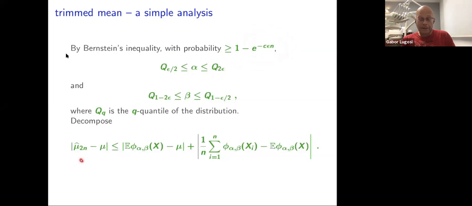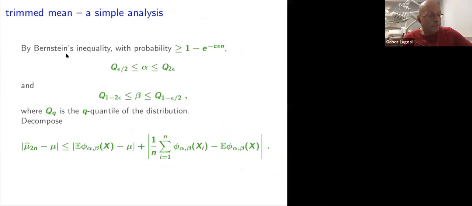So this is our estimator, and this is the true mean. I take the expectation of this thresholding function, and the second part is our estimator minus its expectation. The estimator minus its expectation is just an IID average, so we can handle it again by Bernstein's inequality, and it will give the right thing. I'm not going to deal with this; it's just a simple concentration inequality for averages of independent random variables. So let's look at the bias.